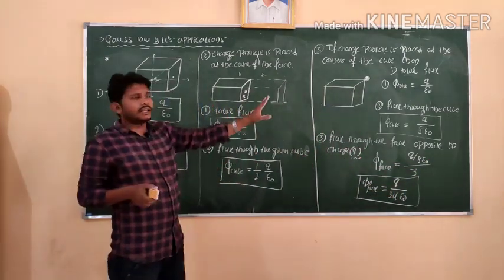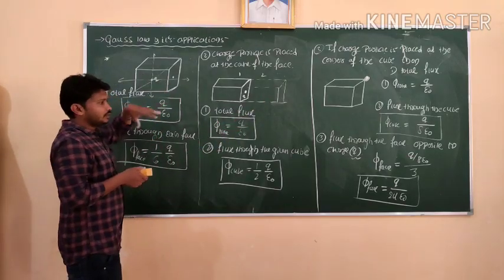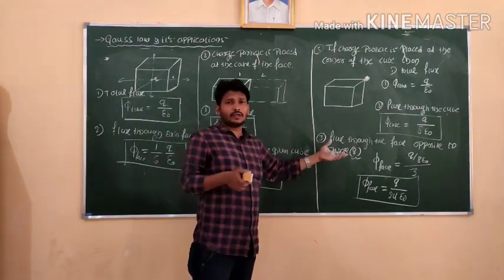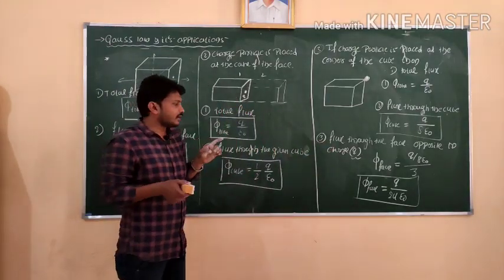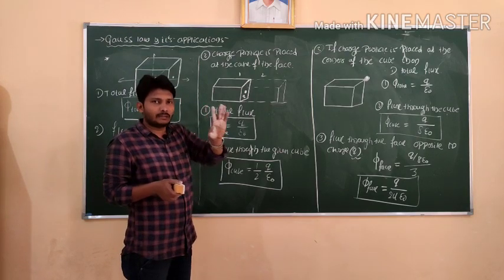These are all neat applications, just to remember the final formula, that's it. No need to worry about why that 24 is like that, just remember the final formula. So phi in case of faces is Q divided by 24 epsilon naught.